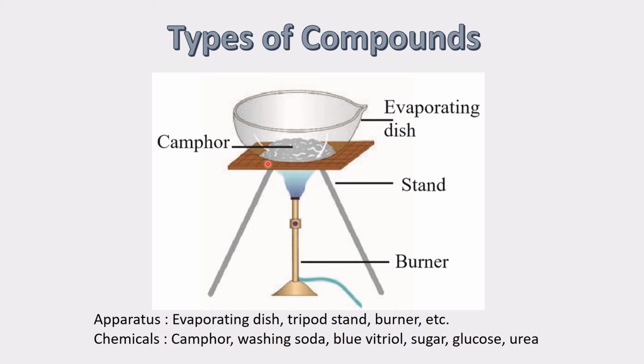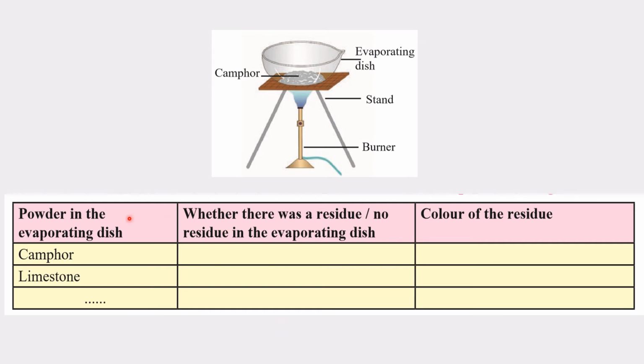In the dish, what have we taken? Camphor, and we have to heat this camphor with the help of a burner. Then find out what remains behind in the evaporating dish after burning. What will remain? Then repeat the same experiment using different substances such as limestone, washing soda, blue vitriol, and again sugar, glucose, urea in place of camphor. After doing this experiment, we have to record the observations in the table. We'll see the table given on page number 42.